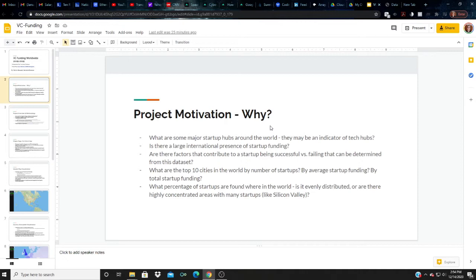We were also looking at what percentage of startups are found where in the world, and how the percentage of overall funding per location compared to 100% funding for the whole world. So it's almost like a market share of count and funding for startups for different cities.